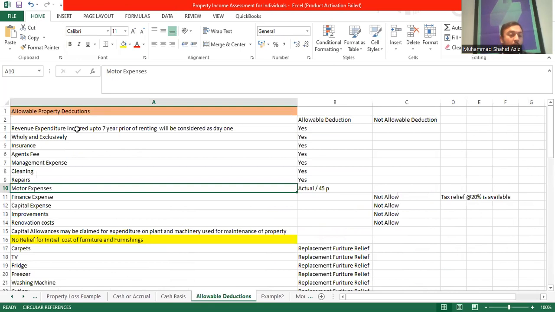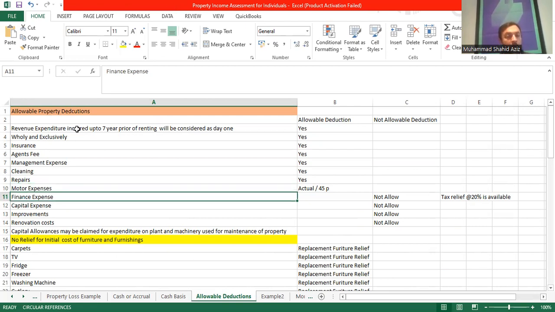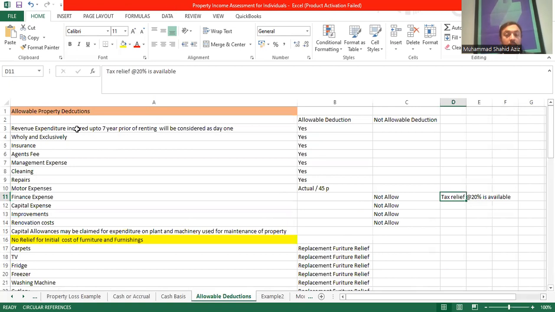Repairs, yes. Motor expenses, we can use the actual or the government's allowance one, the simplified method. Simplified method is we use 45p for 10,000 miles, and anything above is I think 25 pence. Yeah. So finance expenses, if you are paying any mortgage interest, that is not allowed. But tax relief of 20% is available. So we will see the example of this tax relief.